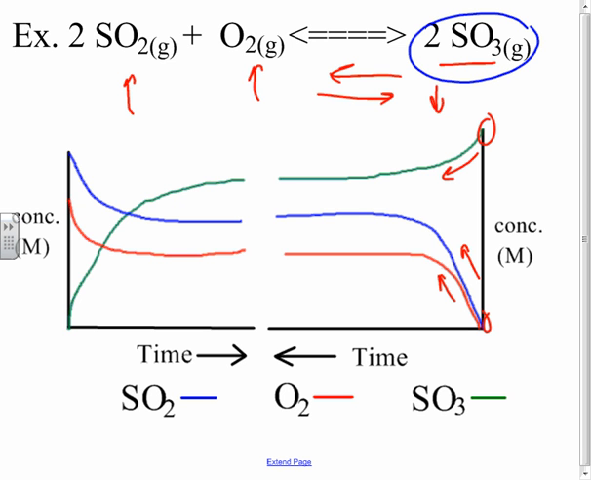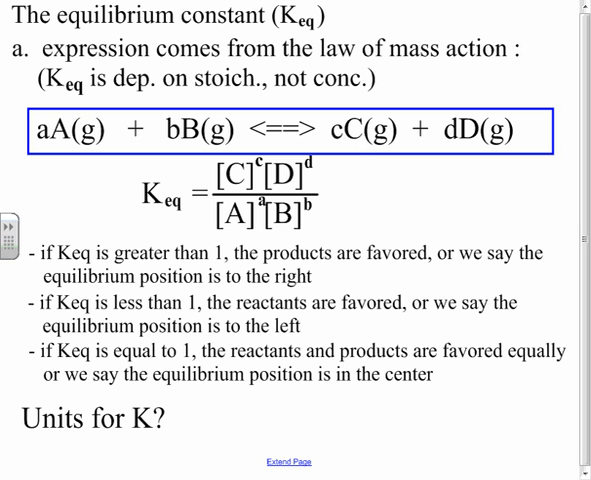The reverse rate is going to slow as the concentration of the products decreases. The concentration of the reactants is going to increase, and the forward rate is going to increase. When the two become equal, again, we have reached chemical equilibrium, and there's no net change in the amount of reactants and products. This can all be quantified mathematically in what is called the equilibrium constant, called KEQ.